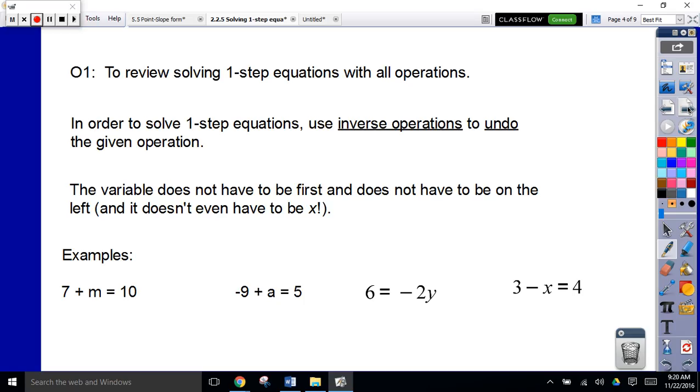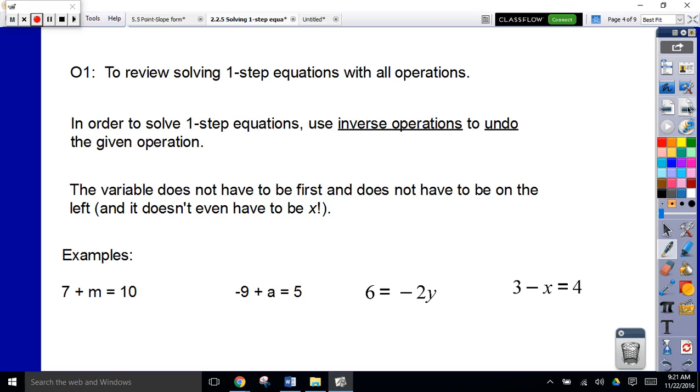In order to solve one-step equations, remember we use inverse operations to undo the given operation. So if we have addition and we need to get rid of addition, we do the opposite, which is subtraction. If we have multiplication in our problem and we need to get rid of multiplication, we do the opposite, which is division. Good.